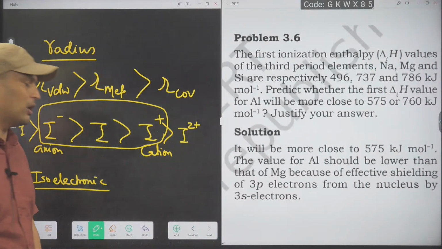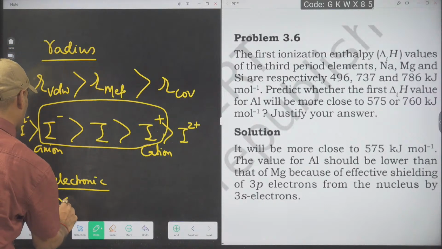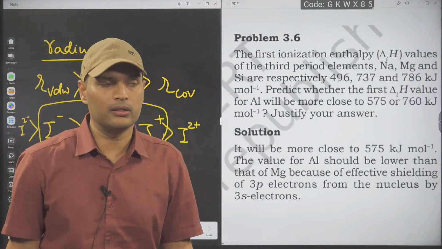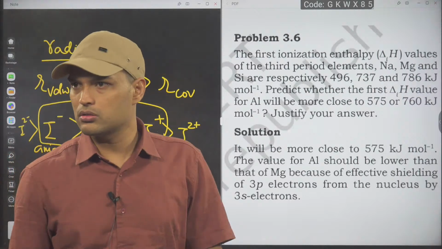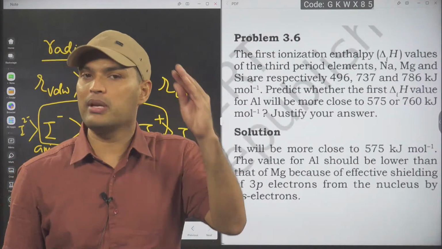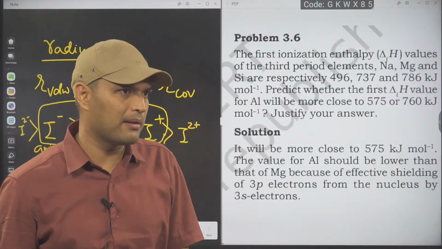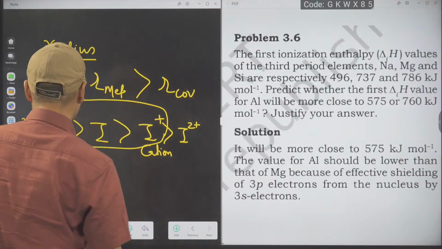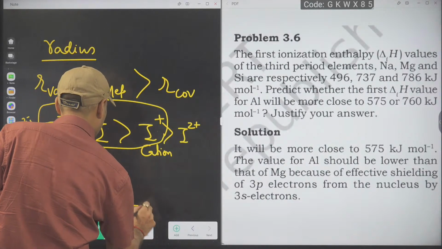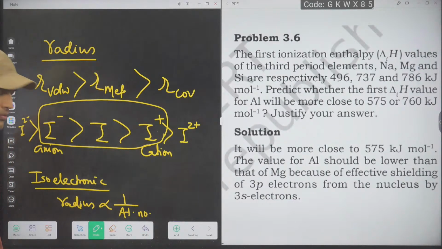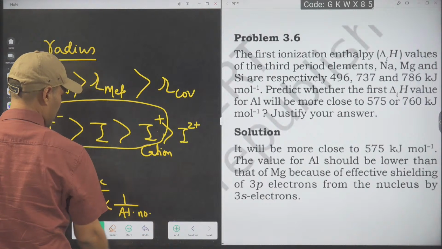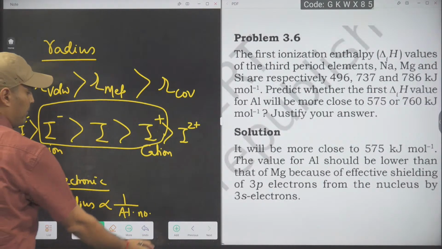The next point you can remember is isoelectronic. In isoelectronic species, tell me how you tell the radius. Do you remember? If you don't remember, you can see your notes. Isoelectronic species come again and again in exams. So everyone should know that radius is inversely proportional to atomic number. NCERT question, we will see it.